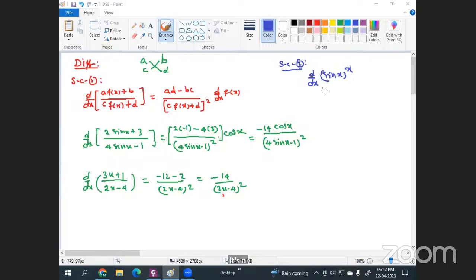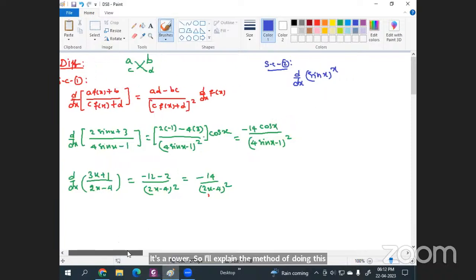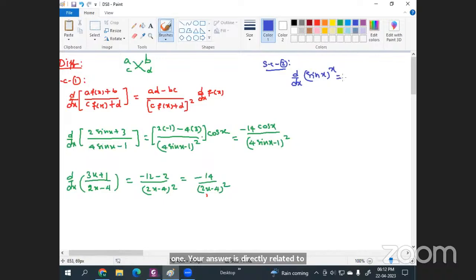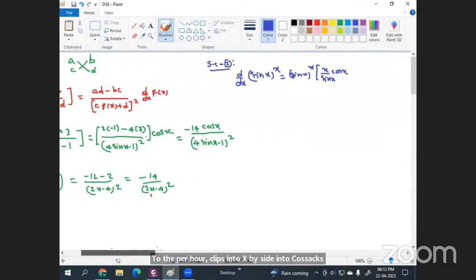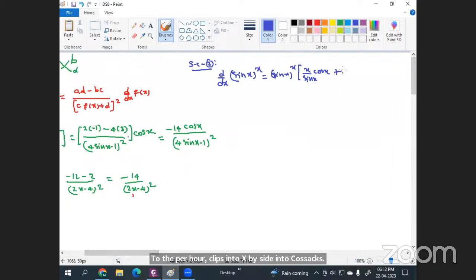Your answer is directly, I'll write it. Here it is: sin x to the power of x into x by sin x into cos x plus log sin x. This is your answer. See how I have written the answer directly for this one.